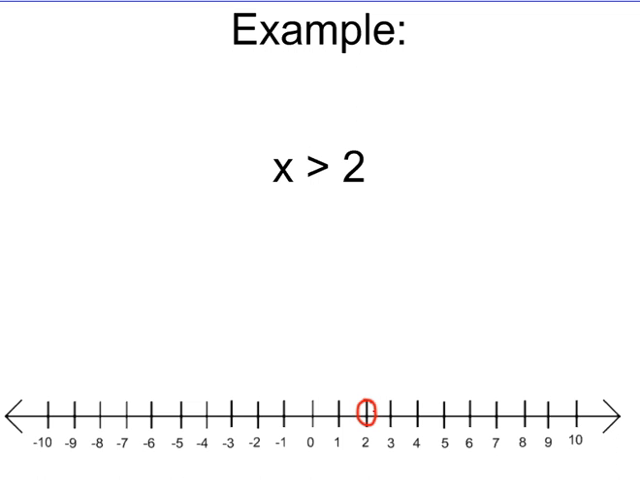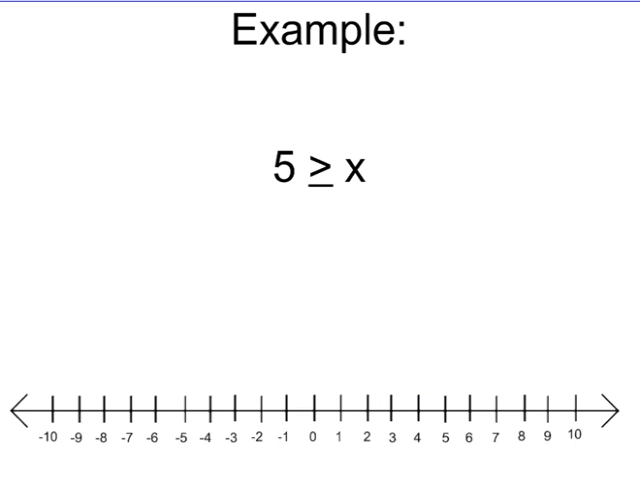And so to show that, I'm going to use a ray, and I'm basically going to show that it's all of those possible numbers. So anything that the ray hits could be a possible solution to that inequality, including all of my decimals and fractions that might be somewhere in between on that line.